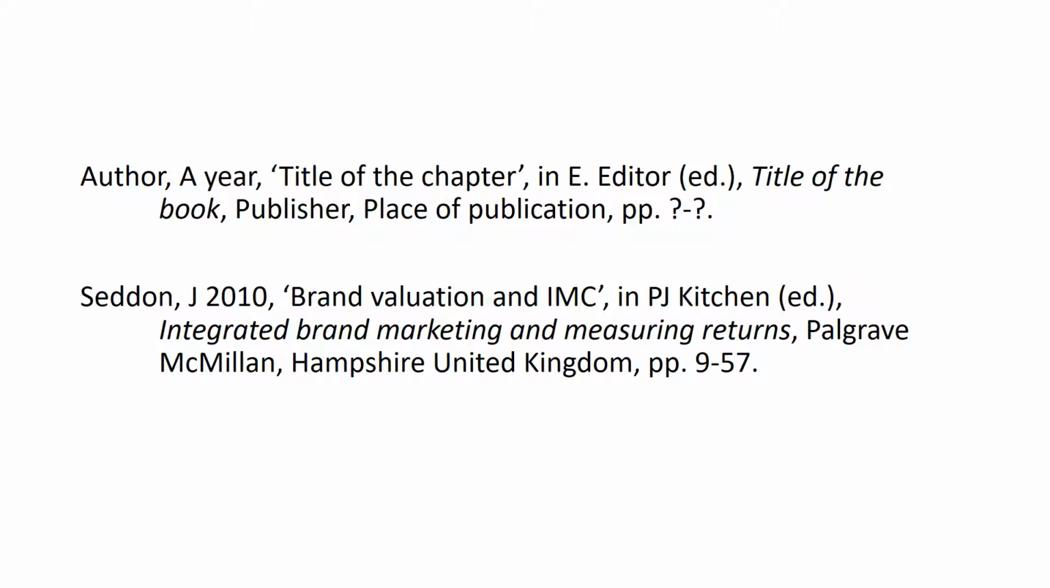That is the author of the chapter and their initial. So in this case, it would be Seddon J. Next, we have the year that the book was published, 2010. Next, we have the title of the chapter, in this case, Brand Valuation and IMC. Then we have the word in, and we have the initial and the name of the editor, and we indicate that they are an editor by putting Ed. in brackets afterwards. In this example, in P.J. Kitchen, parenthesis, Ed., full stop, parenthesis, comma.